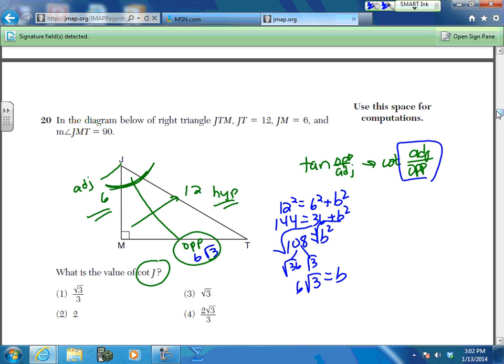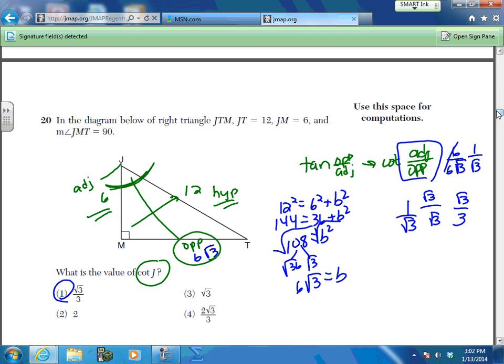Adjacent, which is your 6, over your opposite. And reduce. So out comes the 6's. Remember when you cancel out this factor, there's a 1 left on top. Now there's nowhere that says this one, so you're going to have to rationalize your denominator. Multiply the numerator and the denominator by radical 3. And it turns out to be twice 1.